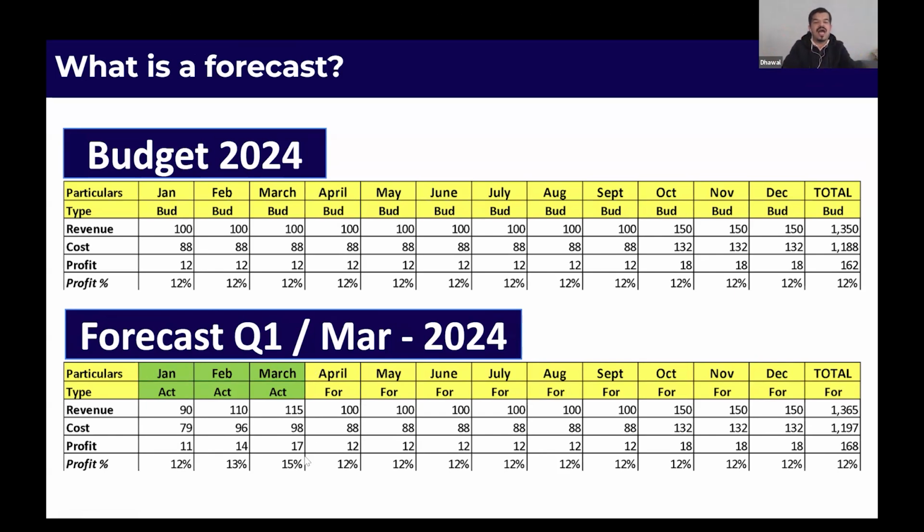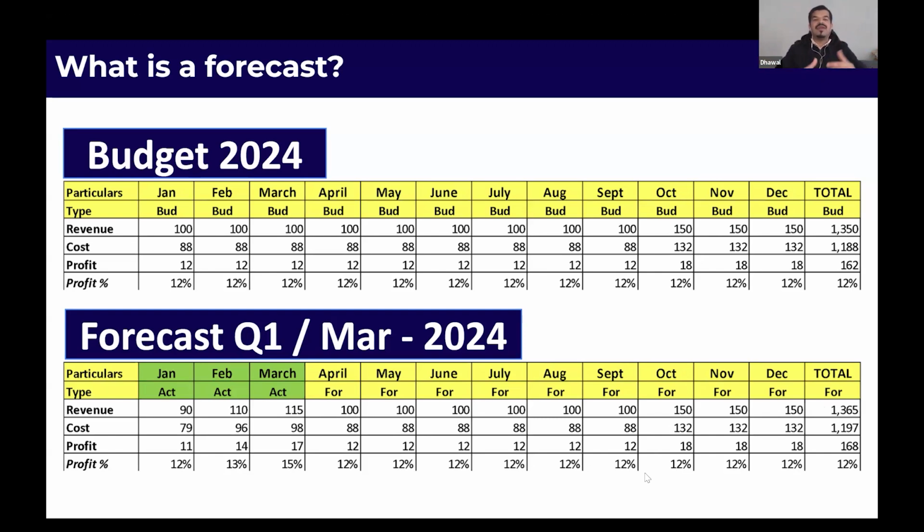Again, at the end of March, I will test my assumptions, whether whatever numbers I had in the budget, are the assumptions still holding good or not? In this case, they are, but nobody will stop us from changing this. I can make this 110, I can make this 107, I can make this 105. Now my forecasted revenue is $1.36 million after the end of March. My budgeted revenue still remains $1.35 million. So this way, at the end of June, I will prepare a 6+6 forecast. At the end of September, I will prepare a 9+3 forecast, right?